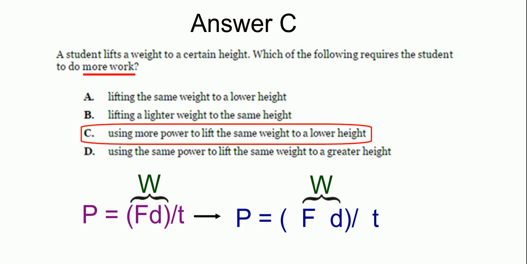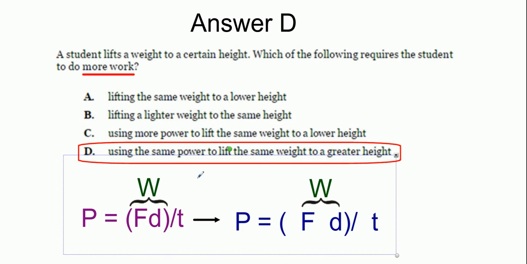How about C? Using more power to lift the same weight, F doesn't change, to a lower height. What happens to work? Again, it goes down, doesn't it? C is out. Well, I sure hope D is the correct answer. Let's see. Using the same power to lift the same weight, that doesn't change, to a greater height. Isn't that it? Doesn't that cause work to increase? Yes, it does. And that's going to be your answer, isn't it?